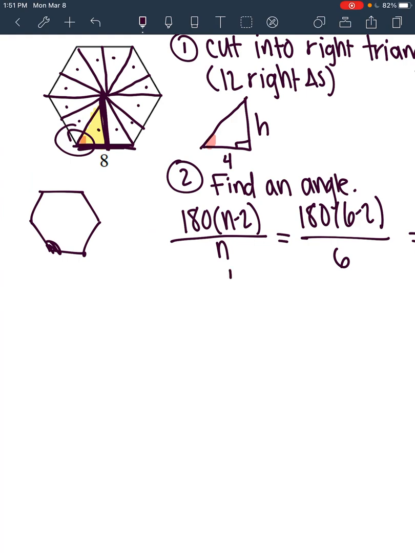So then when I redraw that triangle, I've got 60 right here, 4, and h. So now I've got enough information to help me find h, because I want to find the area of that right triangle to help me find the area of the whole thing.